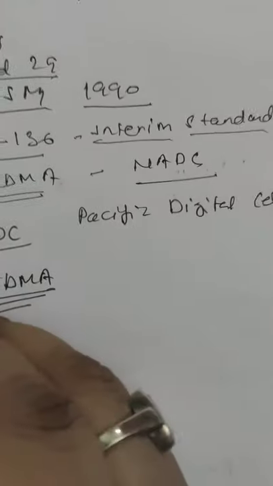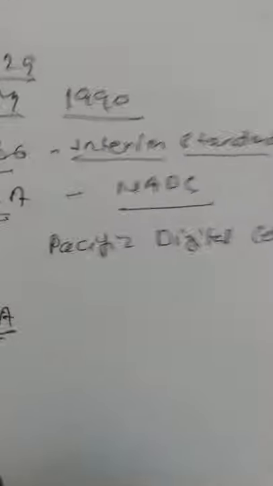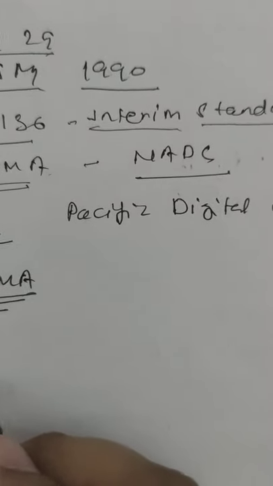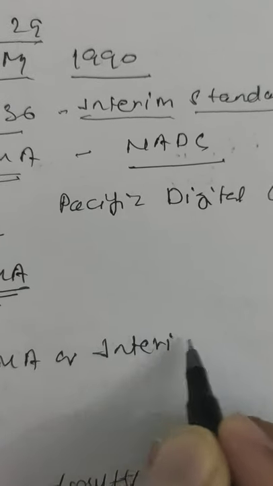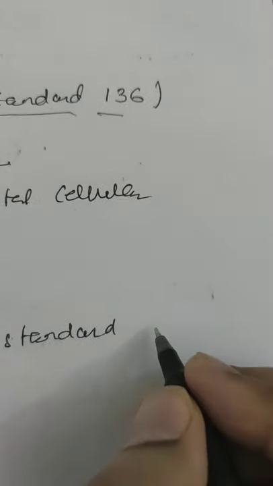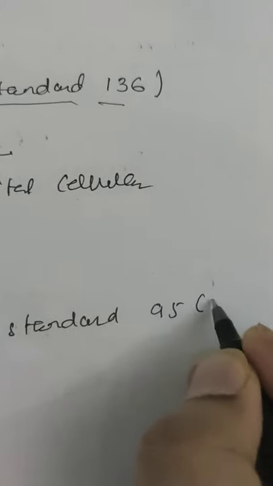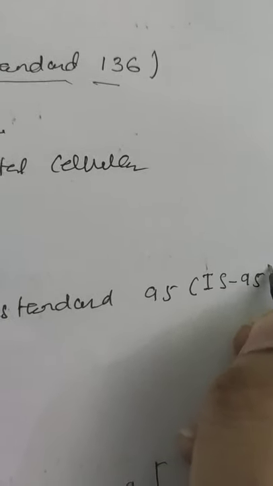The last standard is CDMA, or Interim Standard 95. You can write this as IS-95 and CDMA.